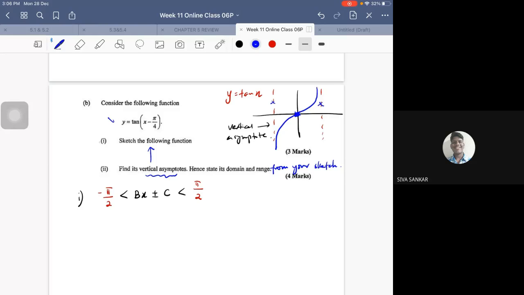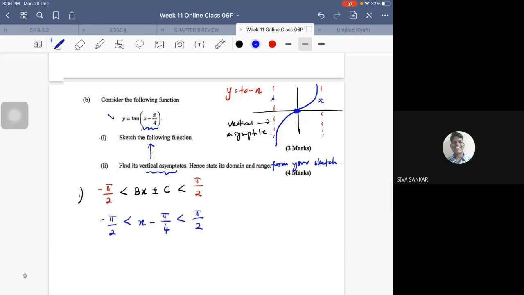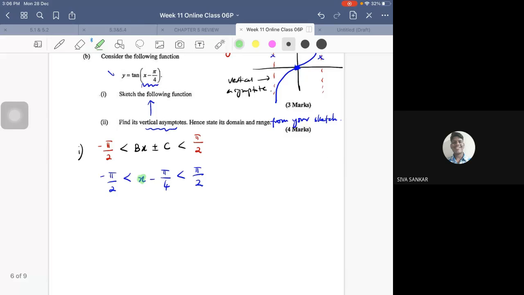Okay, where is bx plus c? It is in this bracket, this is your bx plus c. So we substitute. For this case, it's going to be x minus pi over 4. On the left we have the inequality, negative pi over 2, and on the right hand side we have pi over 2. When we find the vertical asymptote, we must make sure that only x is in the middle. It can't be 2x, 3x, or 2x plus 1. It must be x only, in this form, with x between left and right. Only then is the calculation settled.